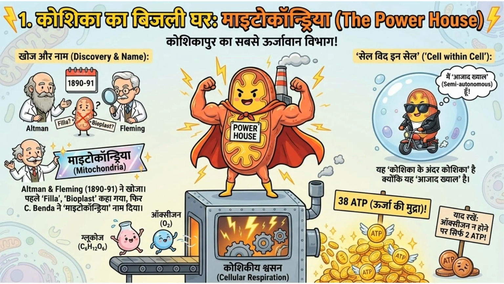First is the powerhouse of the cell, mitochondria, discovered by Altman and Fleming, and named by C. Benda. It is called a cell within cell, because it's semi-autonomous. Cellular respiration happens here, producing 38 ATP, the energy currency. Without oxygen, only 2 ATP are produced.